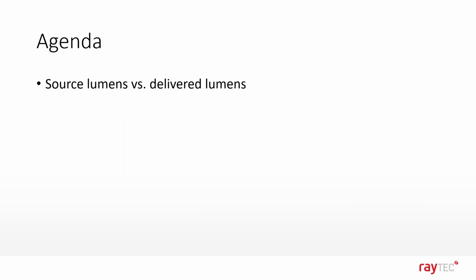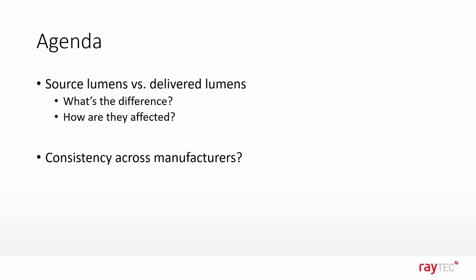First up is source lumens versus delivered lumens. What exactly is the difference between these two things? And what factors affect these different quantities? After that, we'll look at consistency across manufacturers. Are all data sheets showing the same information? We'll then look at the importance of lighting design in ensuring you meet your target illuminance levels. And finally, the Raytec approach.